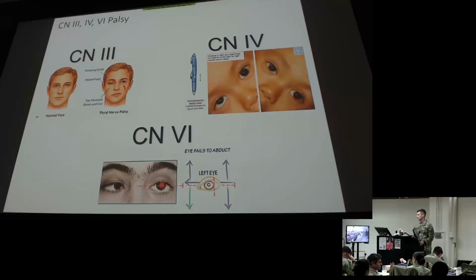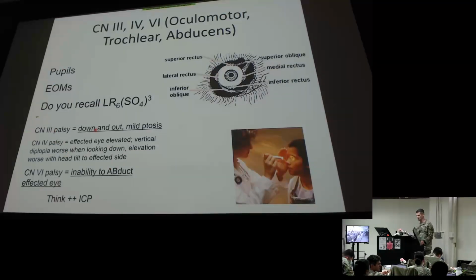Why is that important to us? Where's cranial nerve 6 at? It's right at the base of the brainstem. So we start thinking uncal herniation at that point. It's one of the first nerves that gets affected with that. All right, so we covered the easy ones. Cranial nerve 3, down and out, mild ptosis. Cranial nerve 6, inability to abduct, bottom of the brainstem, think uncal herniation, increased intracranial pressure.